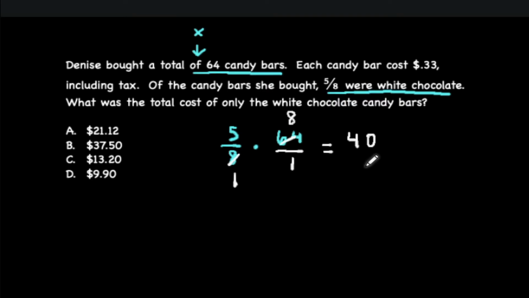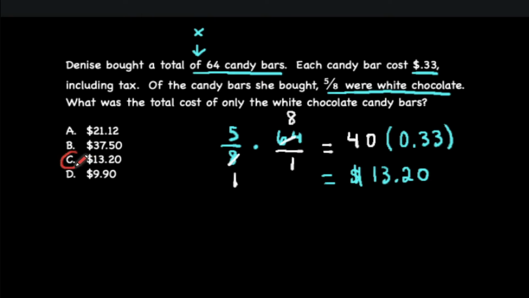However, we have to know what the cost is. And so each candy bar costs 33 cents. So since each candy bar costs 33 cents, including tax, we have to multiply 40 by 33 cents. And so multiplying that, we get, let's see, 40 times 0.33, and that's $13.20. So that is answer choice C. Okay. All right, so let's go ahead and move on to the next question.